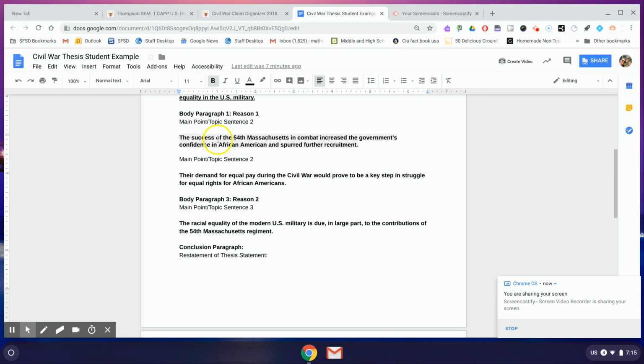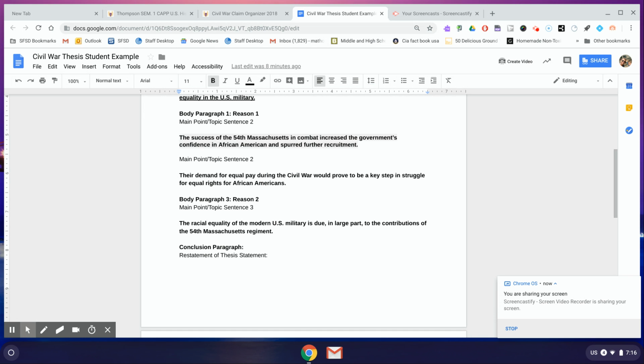And so here I have my first main point. The successes of the 54th Massachusetts in combat increased the government's confidence in African Americans and spurred further recruitment. That obviously relates back to the recruitment idea in my thesis. My main point number two, their demand for equal pay during the Civil War would prove to be a key step in the struggle for civil rights for African Americans. So again, this idea of equal pay being a key event or a step in the early civil rights movement.